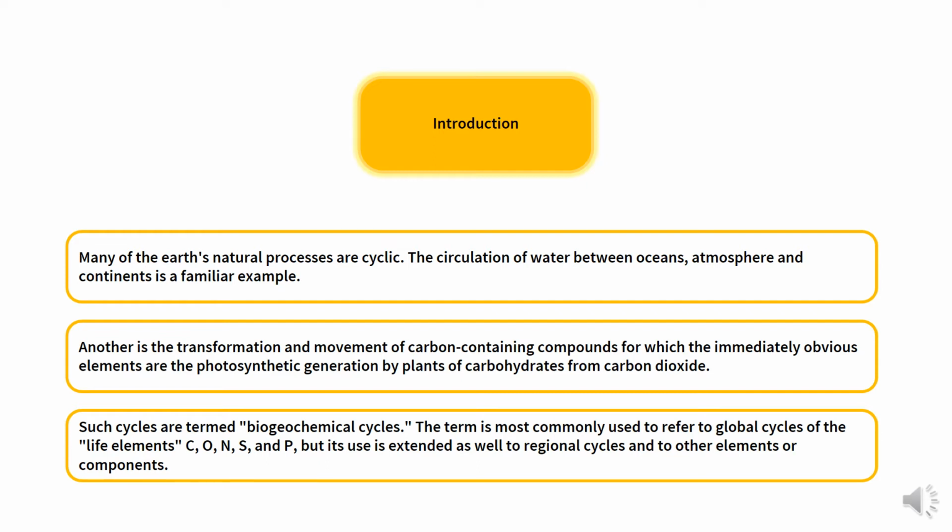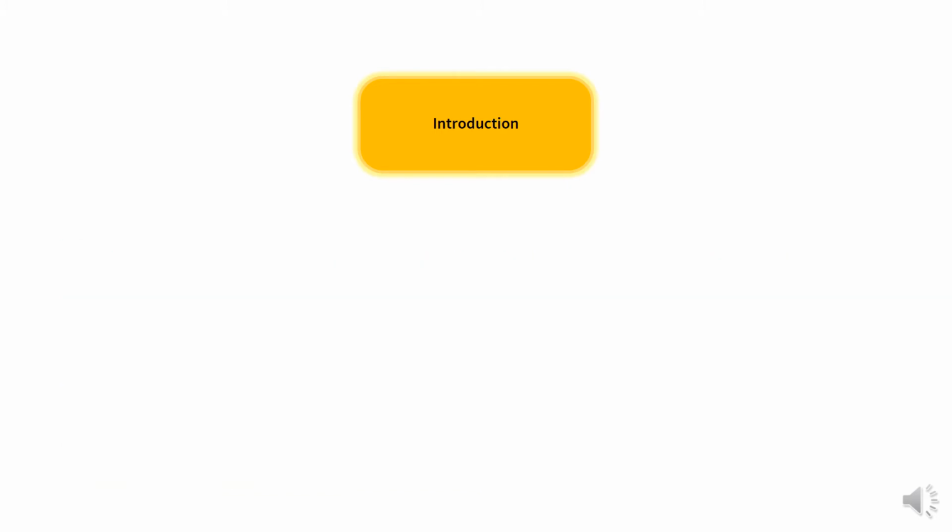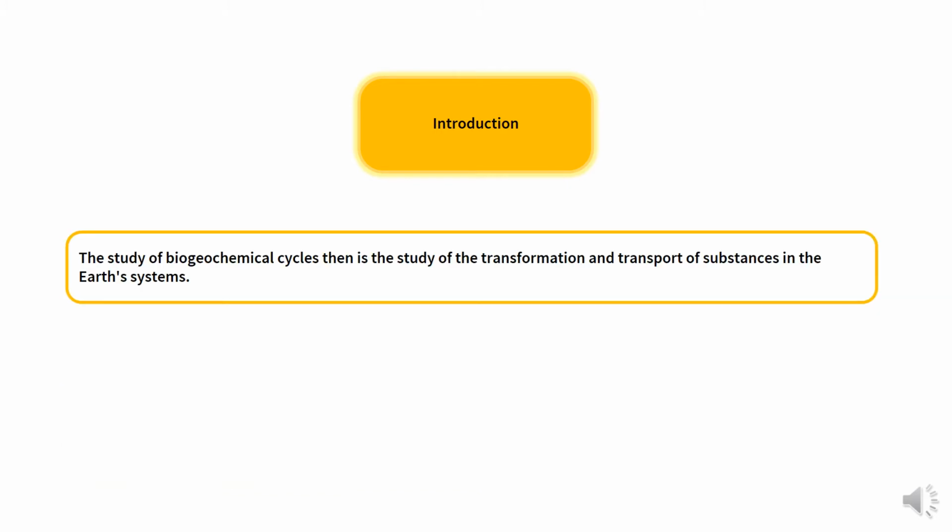The term is most commonly used to refer to global cycles of the life elements, for example carbon, oxygen, nitrogen, sulfur, and also phosphorus. But its use is extended as well to regional cycles and to other elements or components. The study of biogeochemical cycles, then, is the study of the transformation and transport of substances in the Earth systems.